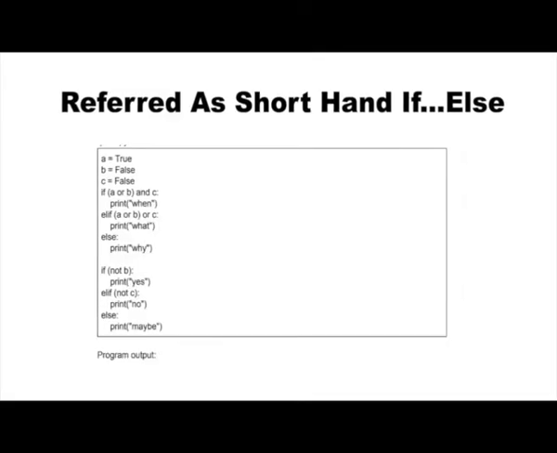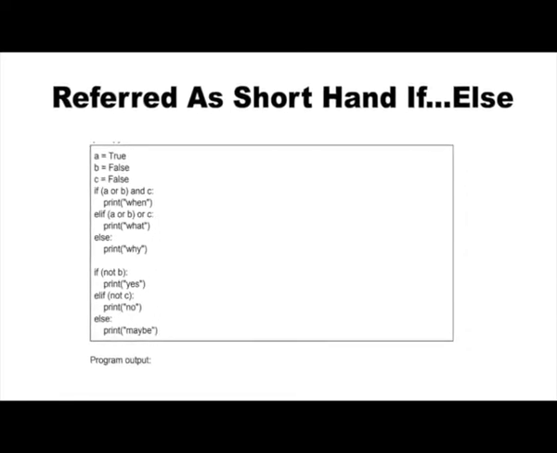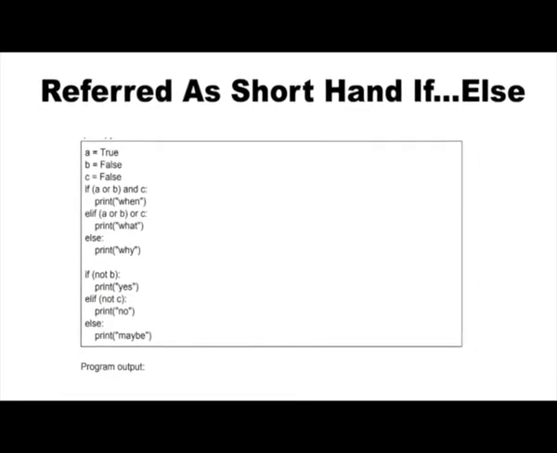If you have only one statement to execute, one for if and one for else, you can put it all on the same line. This is referred to as shorthand if else. For example, if A greater than B, print A, else print B.